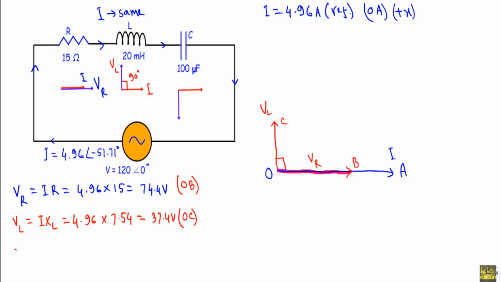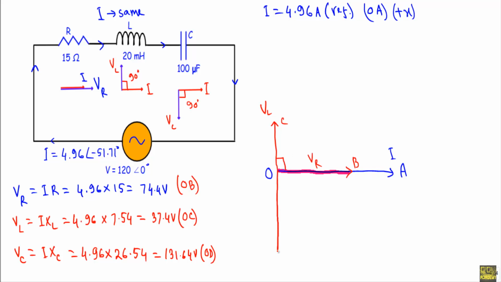Now we will calculate voltage across the capacitor. VC will be equal to IXC. I is equal to 4.96. XC is equal to 26.54, which will be equal to 131.64 volt. I will indicate this phasor with OD. If we look at the current and voltage relationship in a capacitor, we will see the voltage across the capacitor VC lags the current by an angle of 90 degree. So if I take the current phasor in this direction, VC phasor lags the current by an angle of 90 degree. We will take VC in this direction and VC will be OD phasor.